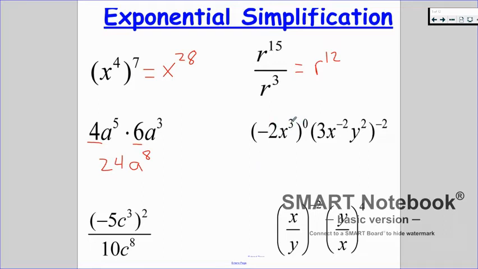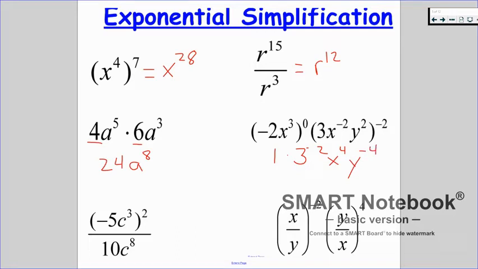Here, negative 2x to the 3rd, and then all that to the 0 power, which would be a big old 1, and then times all of this to the negative 2. So I'm going to apply the rule where I take the negative 2 and apply it to all of the values that are inside of my parentheses here, because I'm multiplying. So I would have 3 to the negative 2 times x to the power to a power. Negative 2 times negative 2 would be a positive 4. And then y to the 2 times negative 2 would be negative 4.